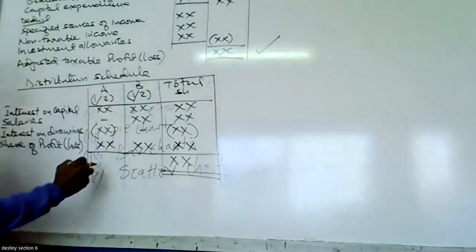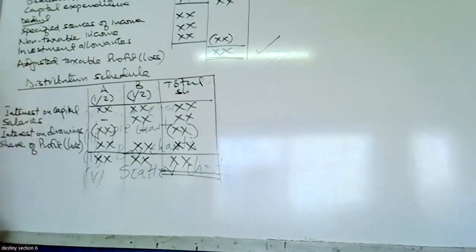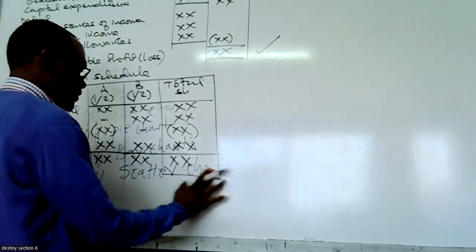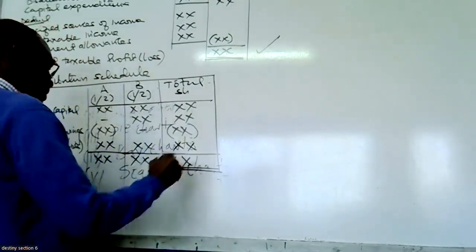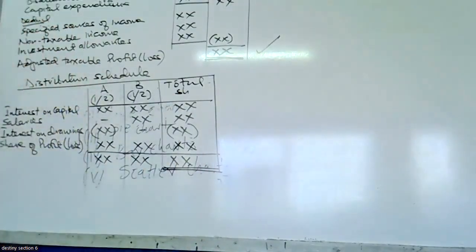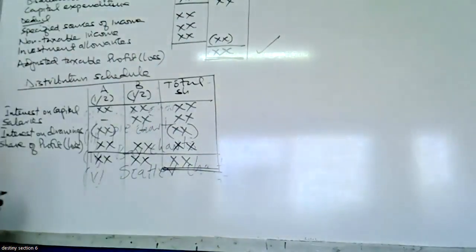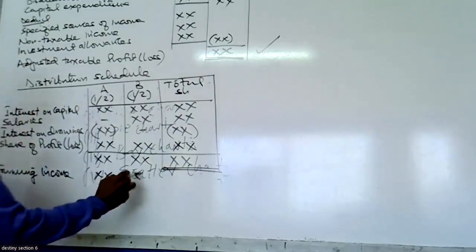Then you get the subtotals of each. That's the subtotal of A, subtotal of B. If you add these two, you should still get the adjusted profit. So that's how you verify whether you are right. Adding downwards or across, you should still get the same. Then we said there were other specified sources of income. For example, if the partnership was also engaging in farming, so farming income, A gets a share of farming income, B gets a share.